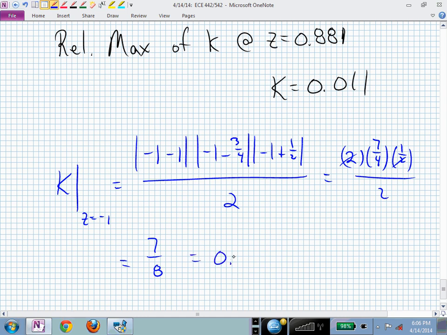Or that's equal to 0.875, which is bigger than 0.011, isn't it? Which tells us what? Are we stable at 0.011 for K? And that one's a yes or no. You don't even need a three-sided coin for that one.